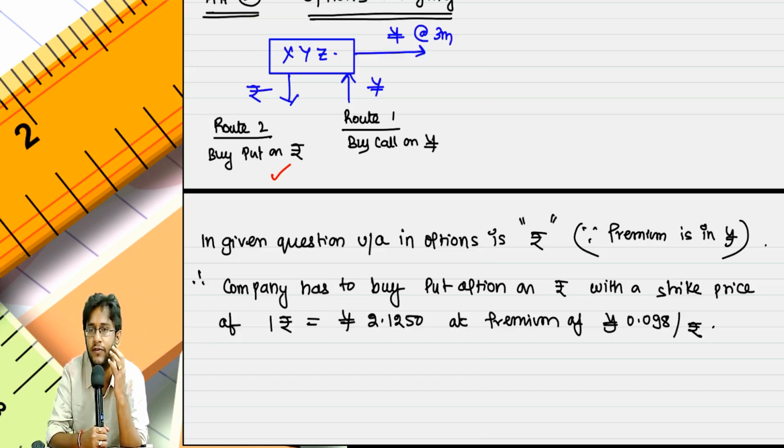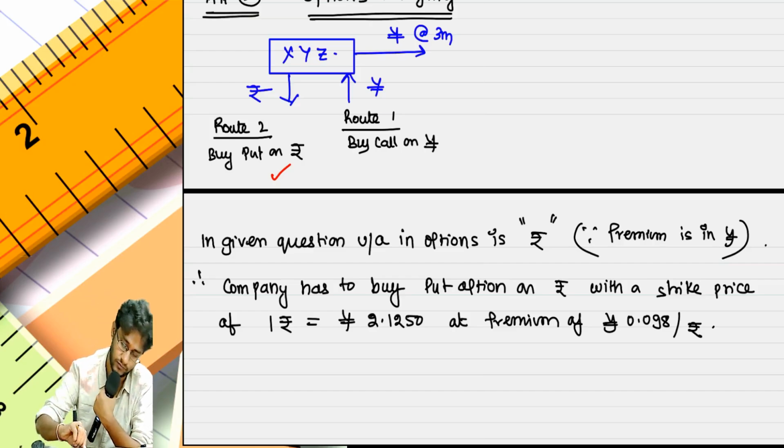Sir, is the lot size given or not given? If lot size was given, you would first have to work out the number of contracts to take. Lot size is not given. Since lot size is not given, you will do full proper hedging without any limit.